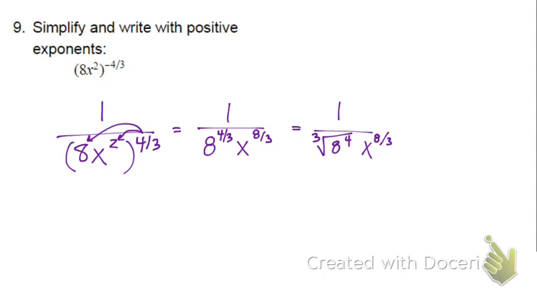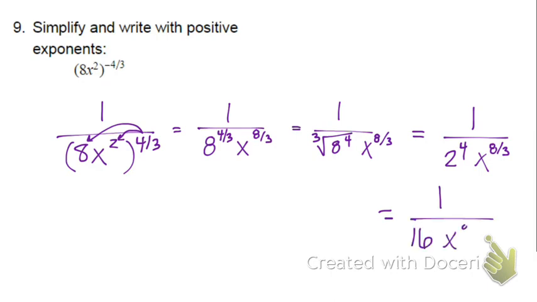2. So I would have rewritten this as 1 over 2 to the power of 4 times x to the 8/3. And 2 to the power of 4 is 16. So this is 1 over 16 x to the 8/3.